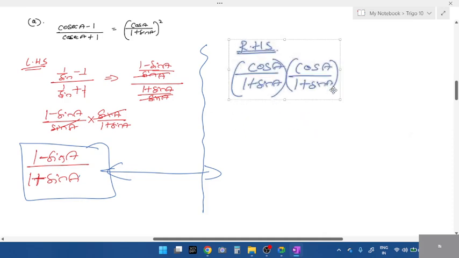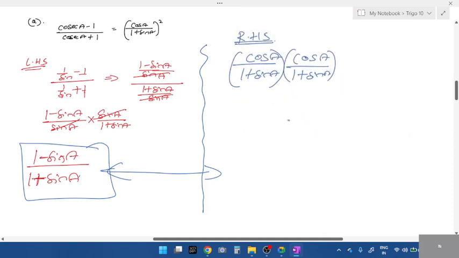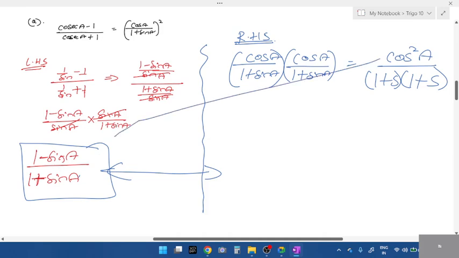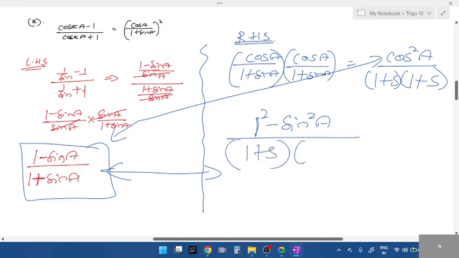Cos A divided by 1 plus sine A, 1 plus sine A. Can you respond, what do you get for this, students? RHS numerator, what do we get? Cos square. And denominator, just keep 1 plus sine A as it is. Cos square A, how do you convert into sine? Because left hand side we need sine. How do you convert? Yes, 1 minus sine square. I'll write as 1 square minus sine square, A square minus B square, divided by 1 plus sine into 1 plus sine.